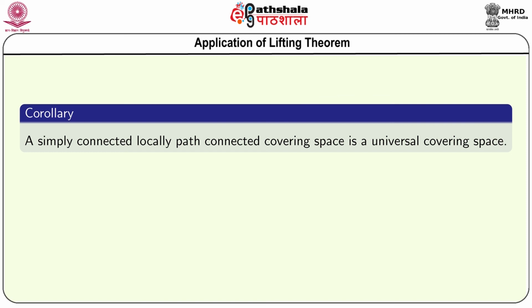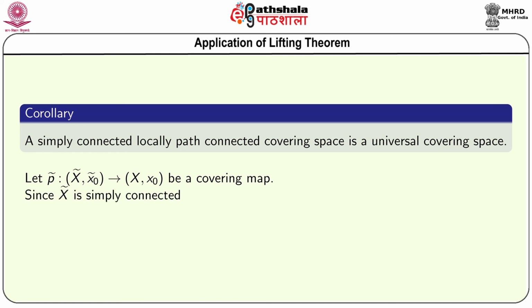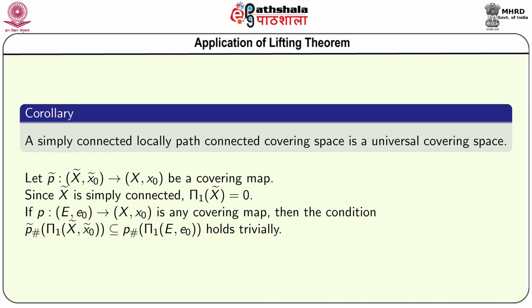Now, a very important corollary follows from that theorem: that a simply connected, locally path connected covering space is always a universal covering space. How do you prove it? We take P tilde, a covering map from X tilde to X, taking the point x0 tilde to x0, and since X tilde is simply connected, pi 1 of X tilde is 0, I mean trivial.